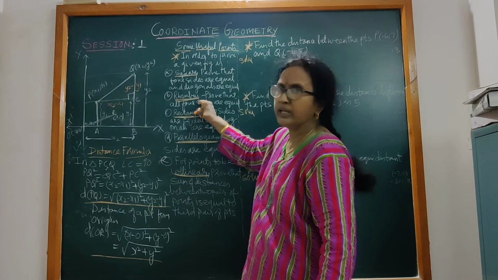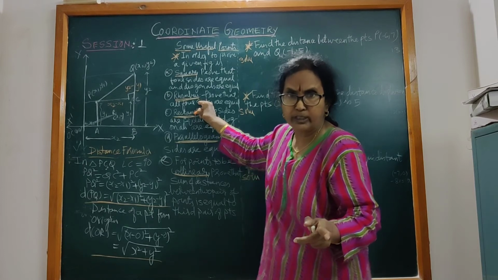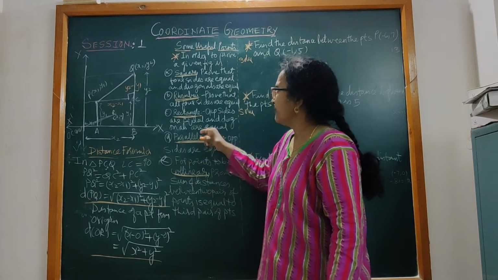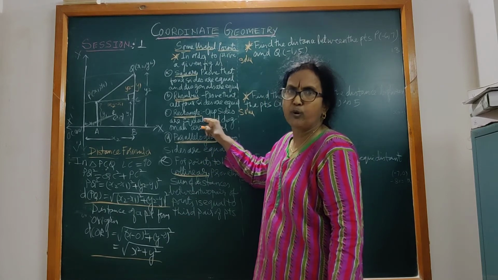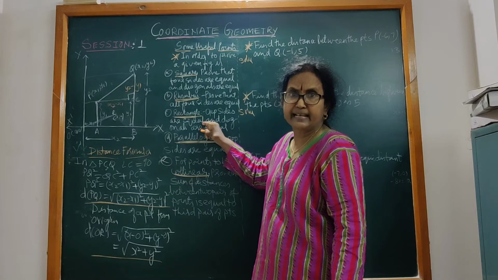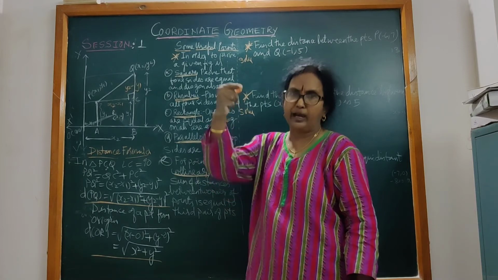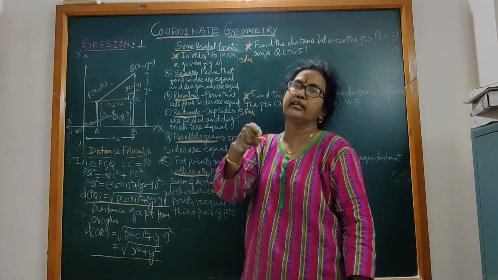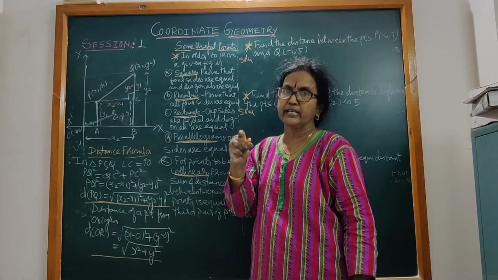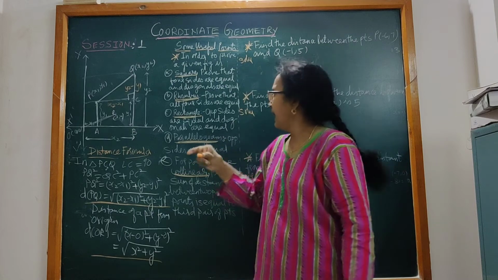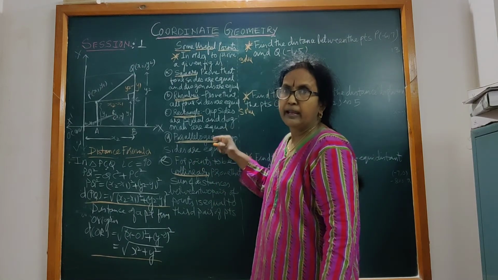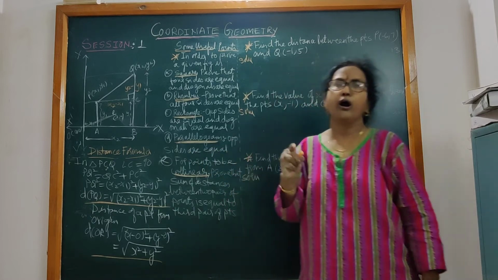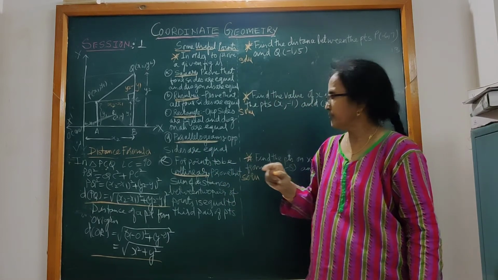If all sides are equal but the diagonals are not equal, then you can say it is a rhombus. If they have asked you to prove it is a rectangle, you have to prove two things: opposite sides are equal and diagonals are equal. If you want to prove it is a parallelogram, then you only have to prove that opposite sides are equal.